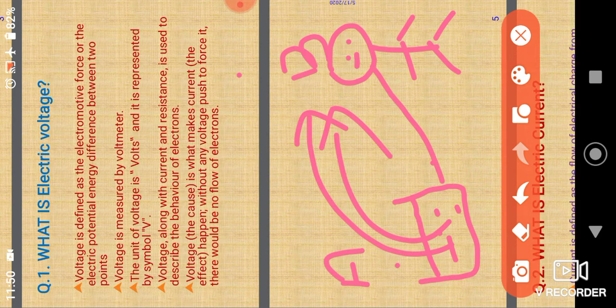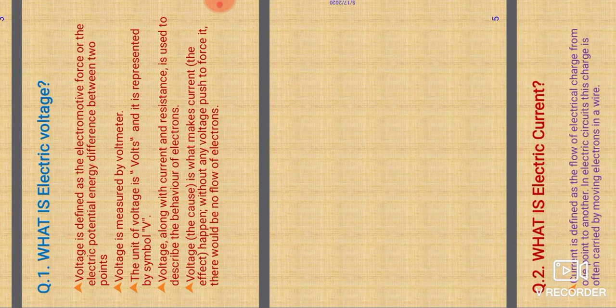Now voltage is measured by voltmeter. Point number 2, voltage is measured by voltmeter. Try to understand why voltage is measured by voltmeter only. Why can't we measure with some other equipment? Now everywhere there is some standard to measure some items. Suppose you are going to the shops and you want to buy rice. So what will we tell the shopkeeper?